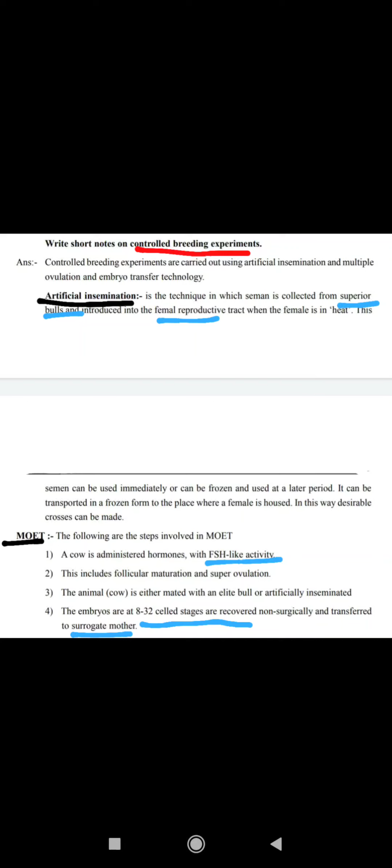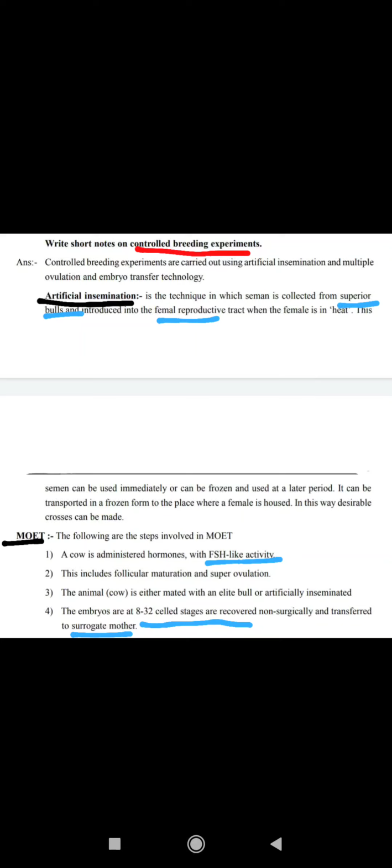What is this follicular maturation? During a menstrual cycle, one follicle is matured and released out. This is called follicular maturation and one ovulation. So when we administer FSH to the cow, multiple ovulation takes place. That is, more than one follicle gets matured, and they get ovulated, or released.